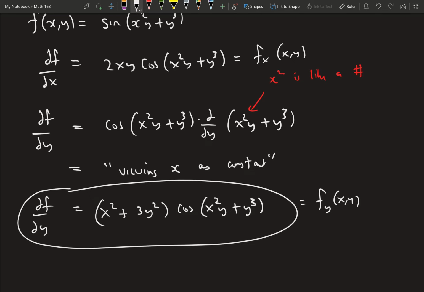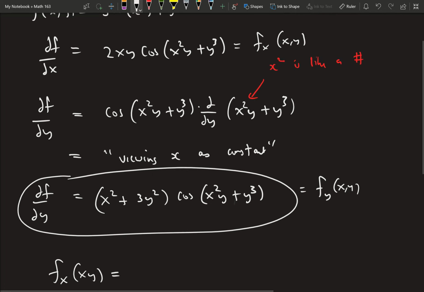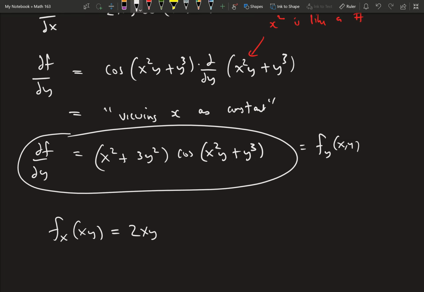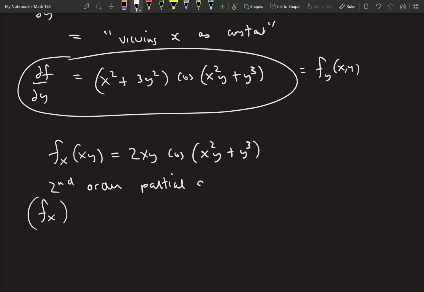Now, what I'm going to do here is take a second order derivative, because this function, f sub x of (x,y), which was just 2xy times the cosine of x squared y plus y cubed, is a function unto itself. So we can take f sub x of this. There are 4 second order partial derivatives.